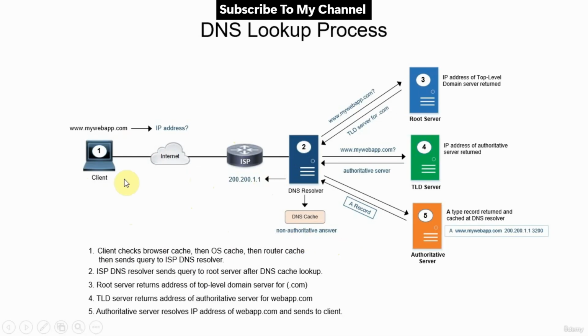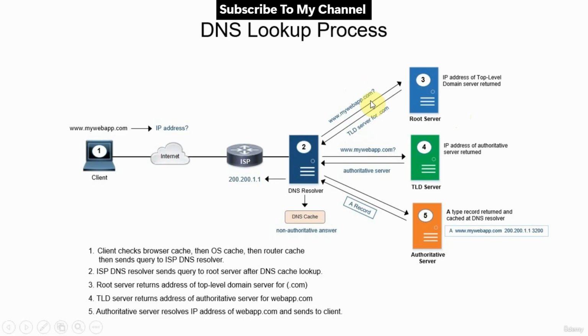If it's there, it will just return the A record and you're good to go. If it doesn't have that, say the TTL value timed out on the record, then the resolver has to do some things. So what it'll do, it'll send a request out to what's called the root server, and it'll say, what's the IP address of the top level domain server?